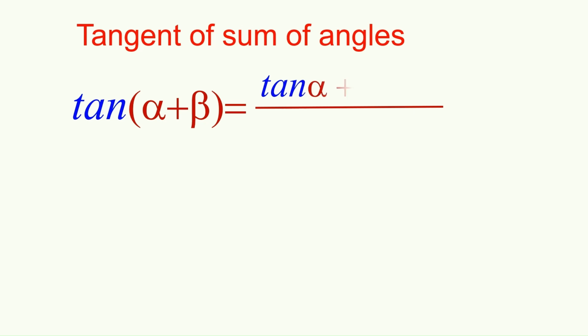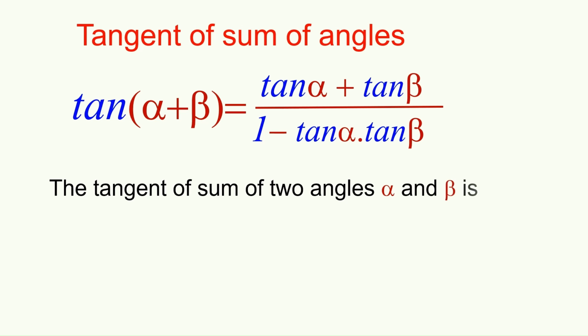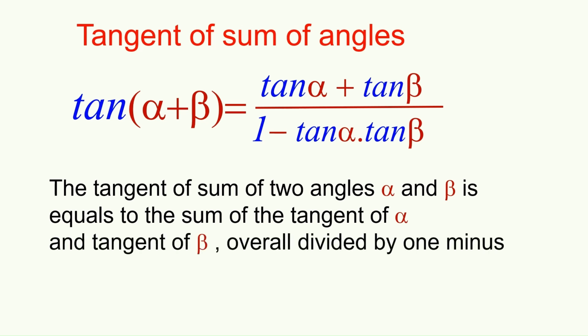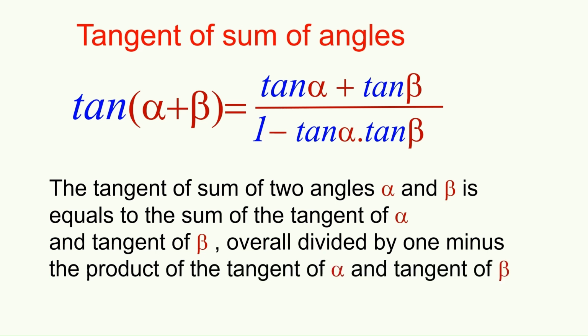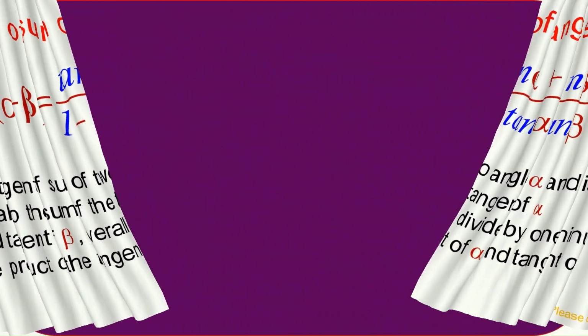Tangent of alpha plus beta equals tan alpha plus tan beta divided by 1 minus tan alpha tan beta. The tangent of the sum of two angles alpha and beta is equal to the sum of the tangent of alpha and tangent of beta, overall divided by 1 minus the product of the tangent of alpha and tangent of beta.